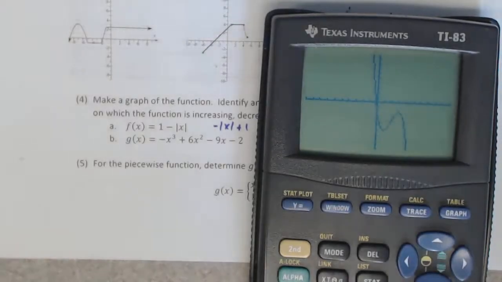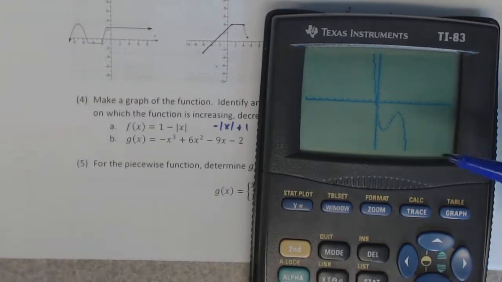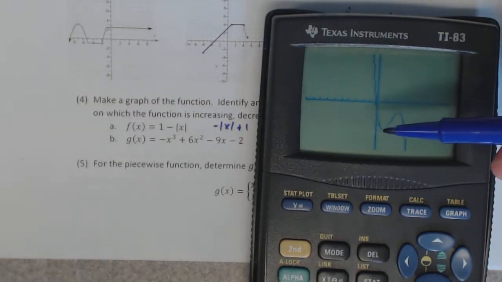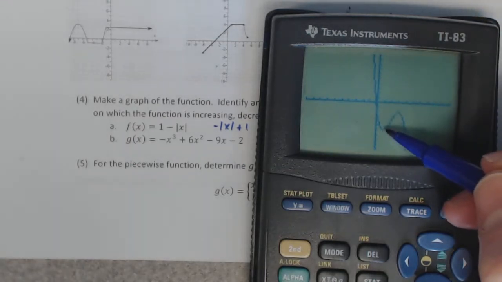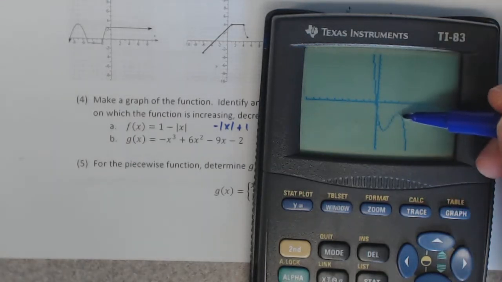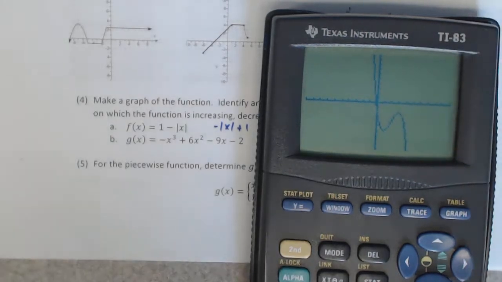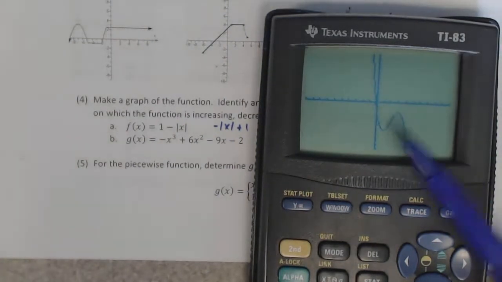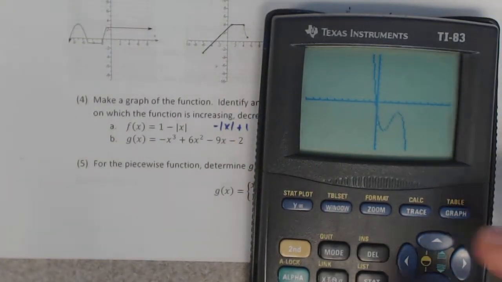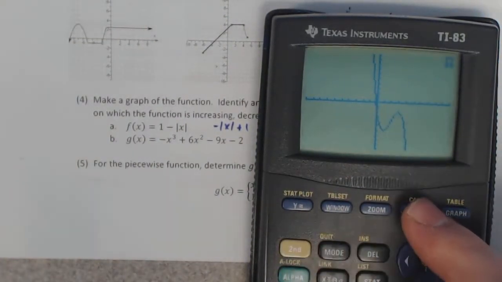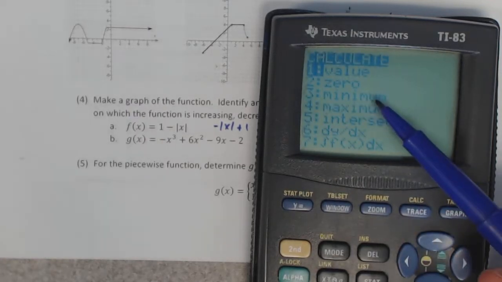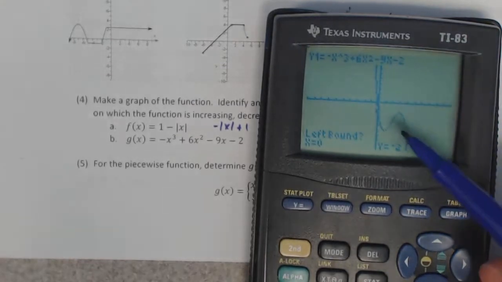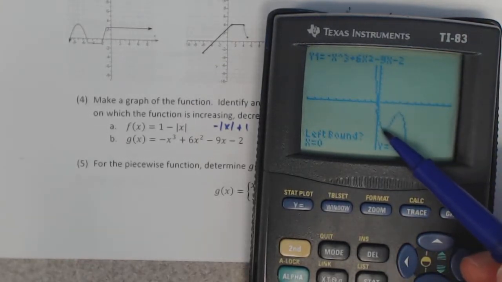Cool. So this thing would be decreasing until it hits that spot right there. Then it's going to increase until it hits this spot, and it'll decrease again going down. So we need to find out what these values are right here and right here. If you go to second trace, you can find a minimum and maximum using your calculator. I just need to tell it where to look, for this part right here.